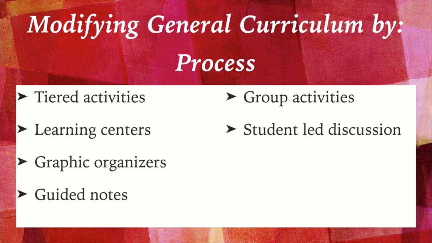Process is how students make sense of material. To differentiate by process means to vary the activities and ways students interact with content. Some ways to differentiate by process are through tiered activities, learning centers, and graphic organizers.